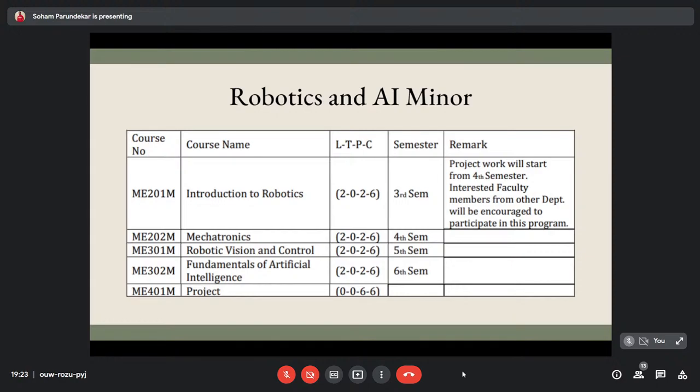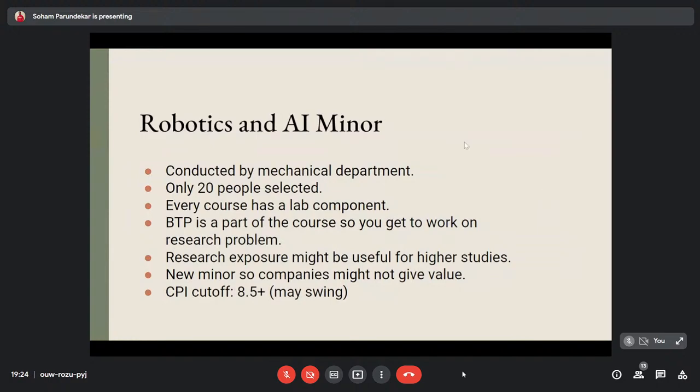Yeah. So this minor is conducted by the mechanical department, and only 20 people are selected for this minor. And we have three classes every week, and one of them is the lab every week. And the major essence of this minor is the BTP, the project which you get, and majorly either CS profs or electrical or mechanical profs give you this project. You can start choosing this from the fourth semester.